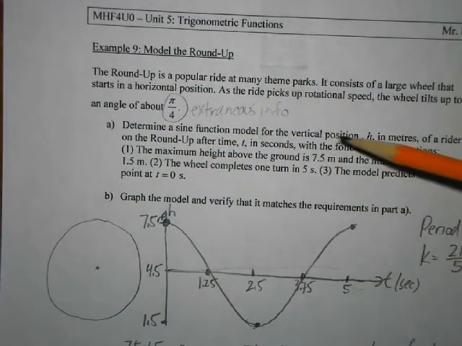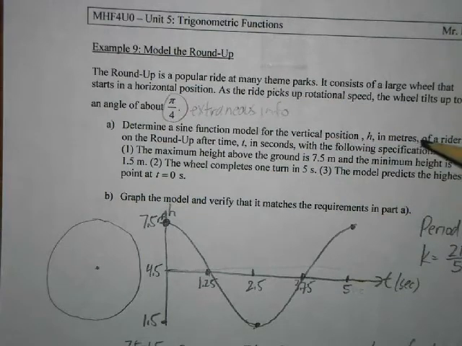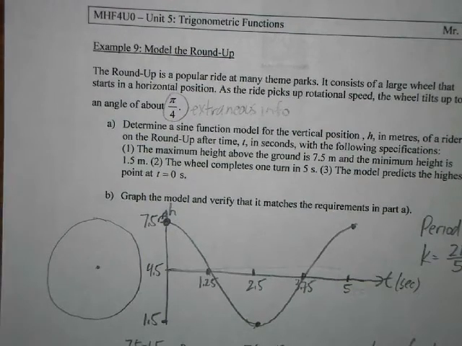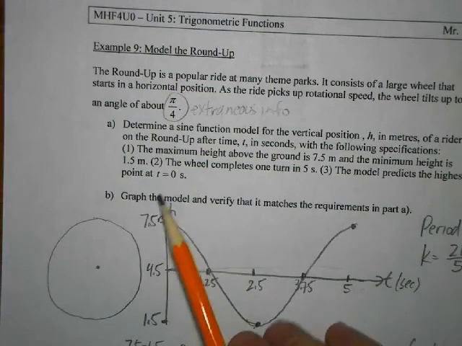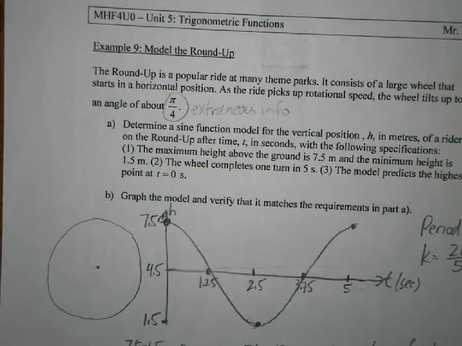Determine a sine function model for the vertical position h in meters of a rider on the Roundup after t seconds, with the following specifications. The maximum height above the ground is 7.5 and the minimum height is 1.5 meters. The wheel completes one turn in 5 seconds. The model predicts the highest point at t equals 0. So that basically means you'll have a maximum height at 0 seconds.